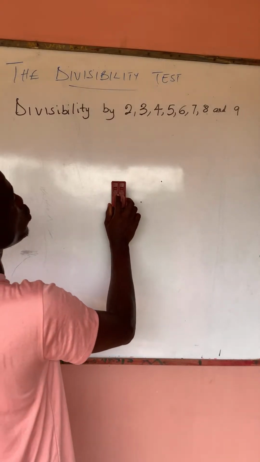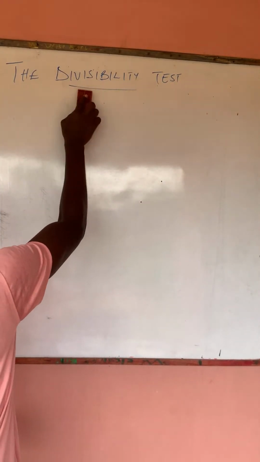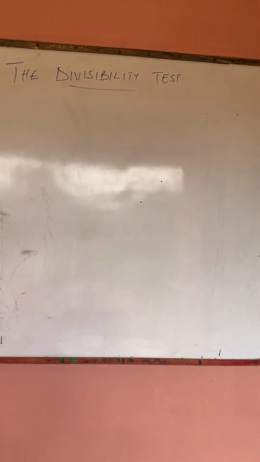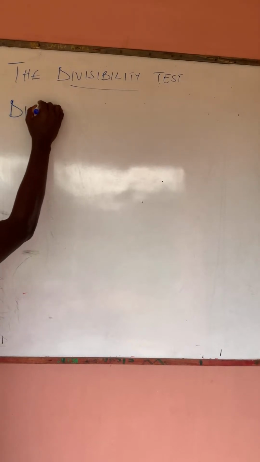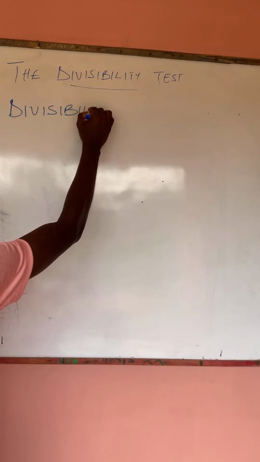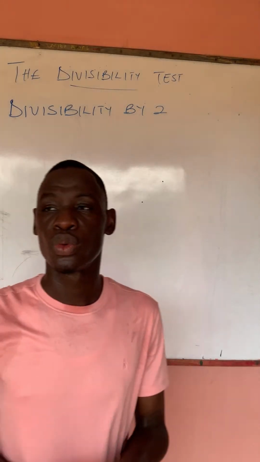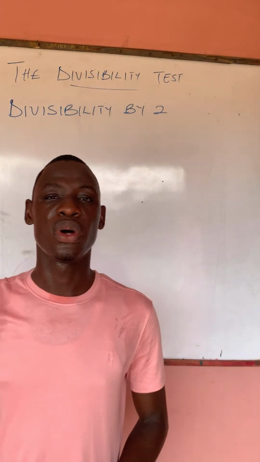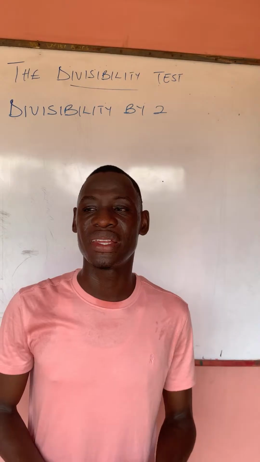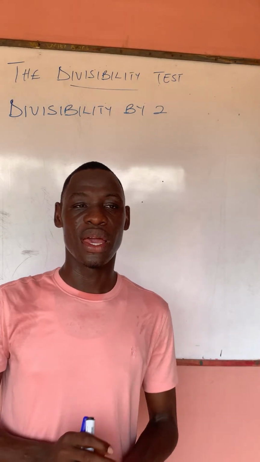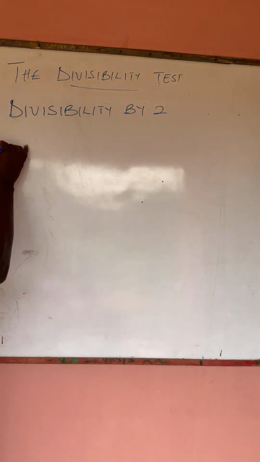We're starting with divisibility by 2. We are talking about divisibility by 2, and we mean that we will run the tests on a number given to check whether that number can be divided by 2 exactly and without any remainder. So it follows this simple rule.